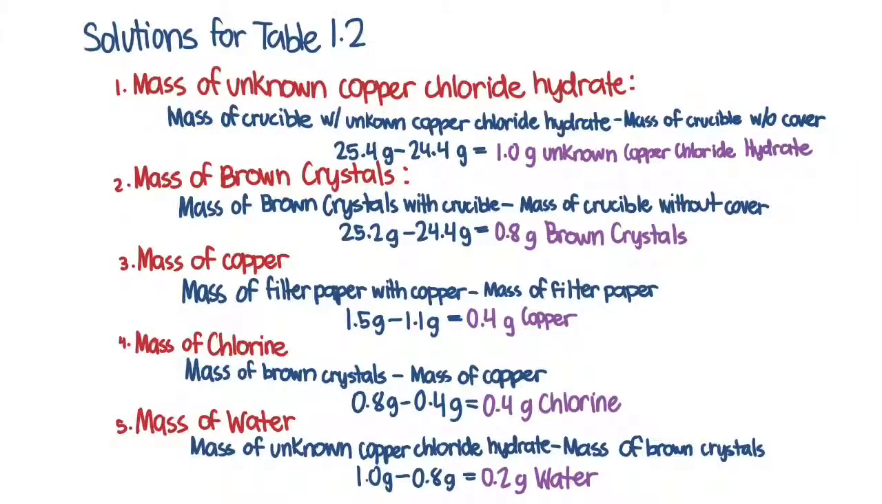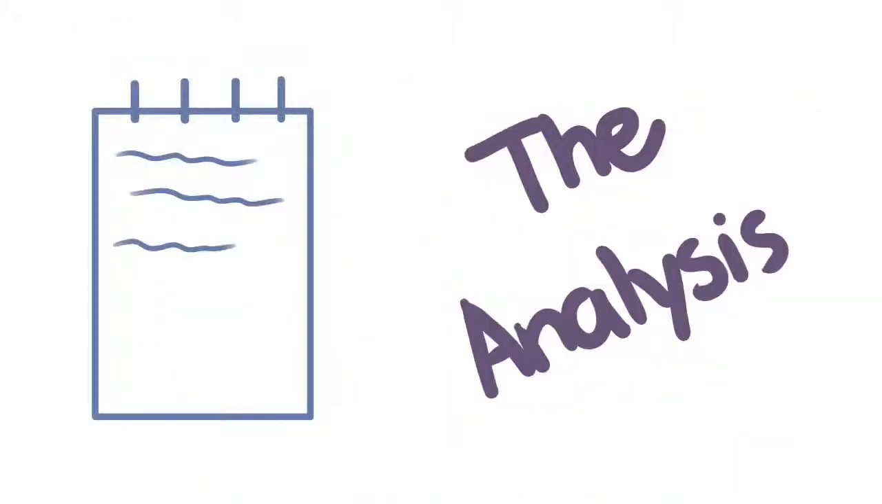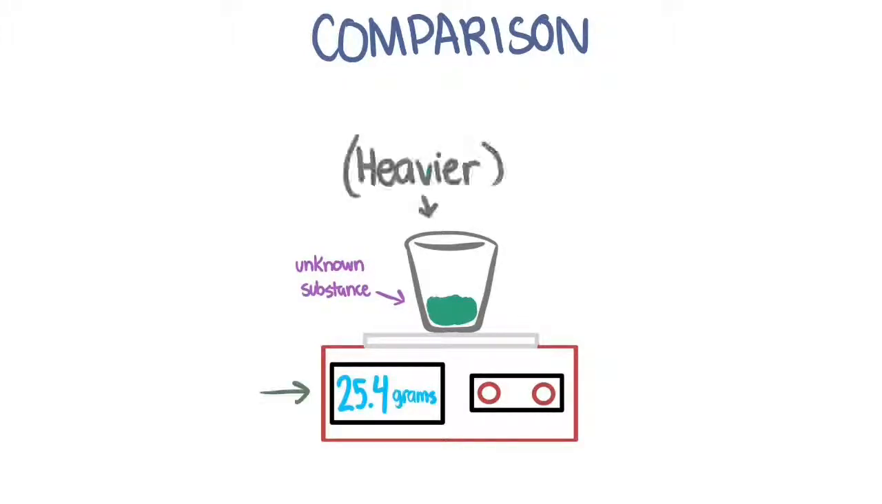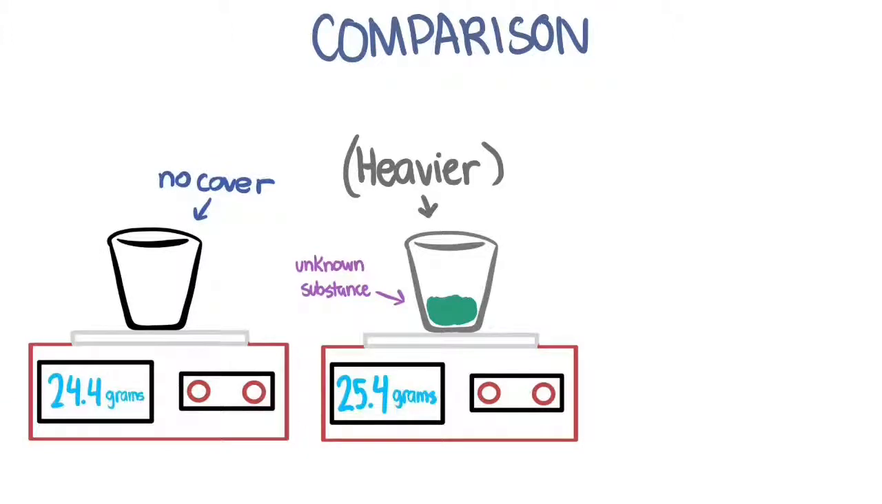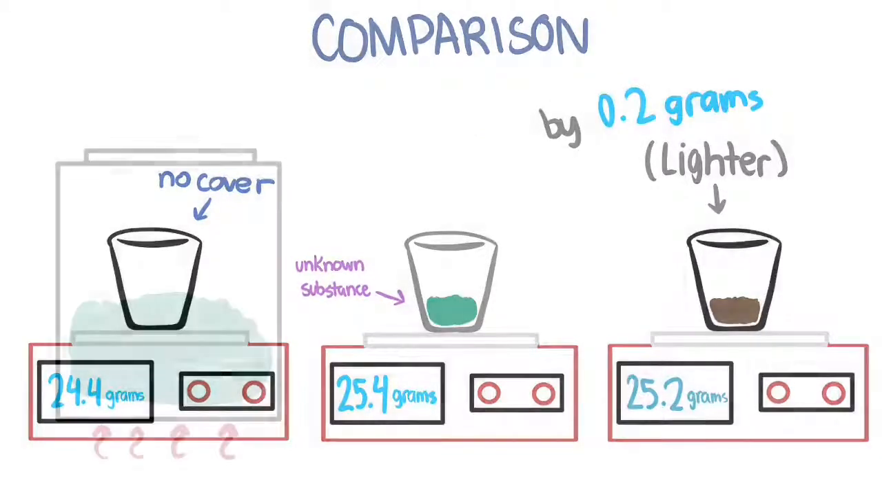These are the solutions for table 1.2 as follows. The analysis. When the crucible was weighed with the unknown hydrated copper chloride, the mass became heavier than the crucible without cover itself. When weighed once more after heating the substance, now our brown crystals got lighter by 0.2 grams.